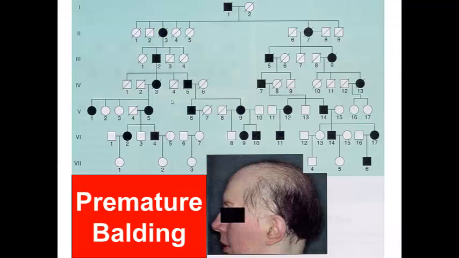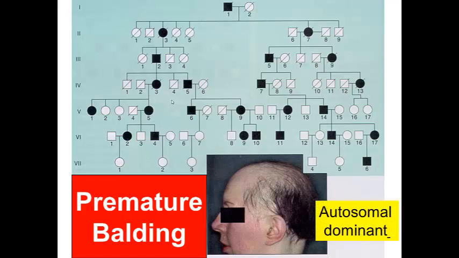Premature balding. The slashes indicate that the people are dead. So everyone from the first 4 generations is dead in this chart. It's an autosomal dominant condition, so it's passed on to affected individuals. There are no heterozygotes showing up there.